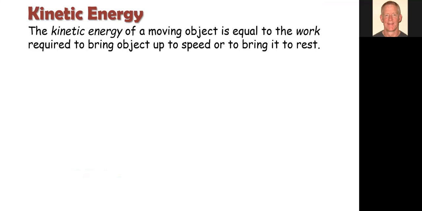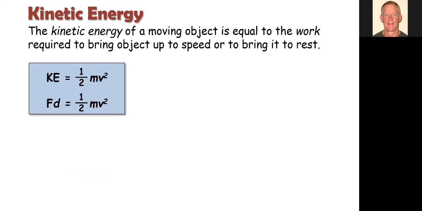So the kinetic energy of a moving object is equal to the work required either to bring it up to that speed or to bring it to rest, right? Remember the work energy theorem. The amount of change in the energy is equal to the amount of work done on the system. So in that previous example, if we had to increase the energy by 200,000 joules, the engine would have to do 200,000 joules worth of work to get it up to that speed. Likewise, if we bring it to a stop, the braking system, right, is going to have to do 200,000 joules worth of work to bring it to rest.